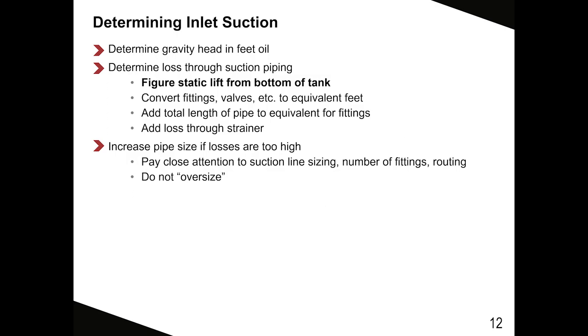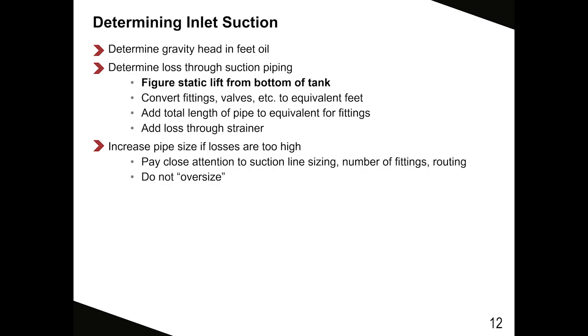Determining inlet suction. Determine gravity head in feet of oil. Figure the lift from the bottom of the tank to the pump inlet. Convert your fittings, your valves, your length of pipes. Add your losses through the strainer. And by the way, we like to size our strainers at a half inch of mercury pressure drop through a clean basket. If your losses are too high, increase your diameter.